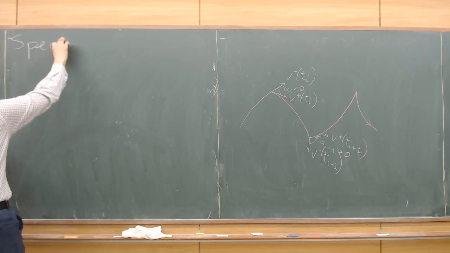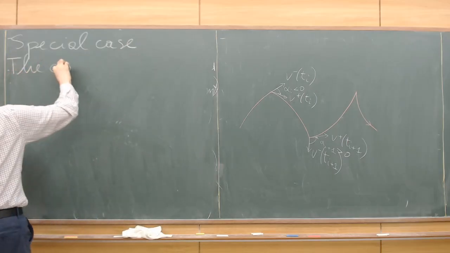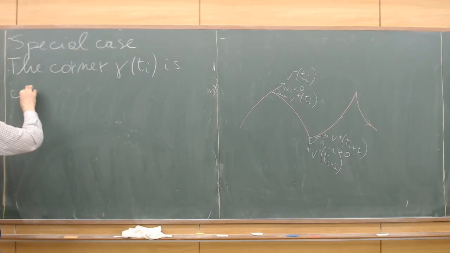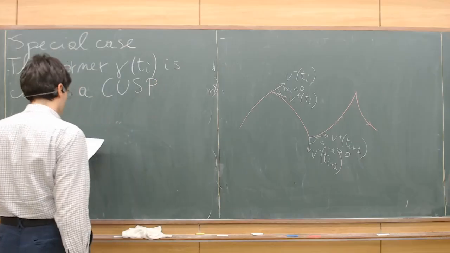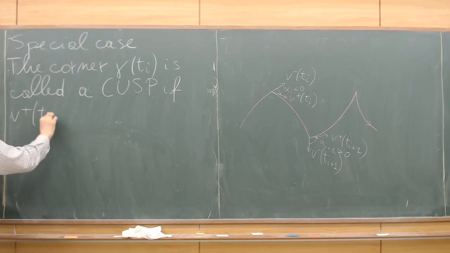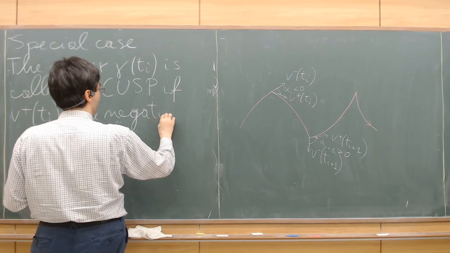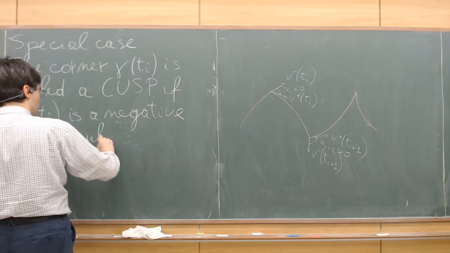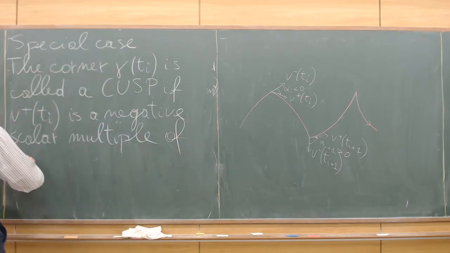So, special case. The corner gamma Ti is called a cusp if V plus Ti is a negative scalar multiple of V minus Ti.